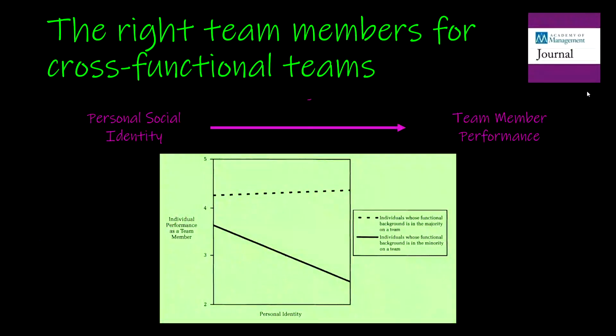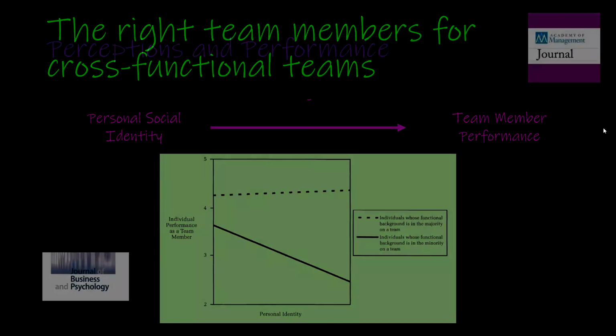Now, this gets even a little more complex with the personal social identity, because what they also saw, if you take a look at this graph here, is that the effect of personal social identity on performance as a team member was also dependent upon whether or not someone's personal identity was the majority or minority in a team. So, for example, if you were an engineer and the majority of the team was engineers, your personal social identity level didn't really have a great impact on your performance as a team member. But if you were an engineer and there were very few engineers on the team, as your personal social identity increased, your performance tended to decrease in this study.